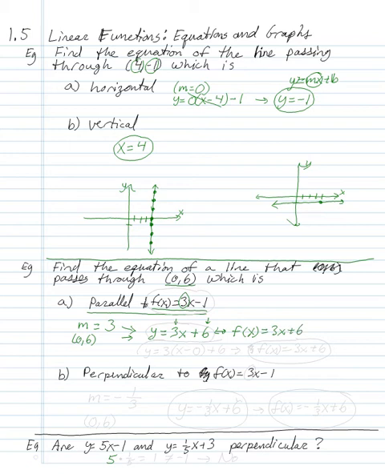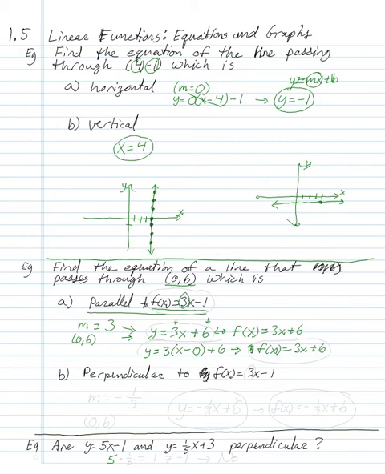Now we could have gotten to this result using the point-slope form as well. We could say y equals m times x minus our x-coordinate 0 plus our y-coordinate 6. And we see that that 0 isn't contributing much, so it disappears, and we get f of x equals 3x plus 6, just the same.